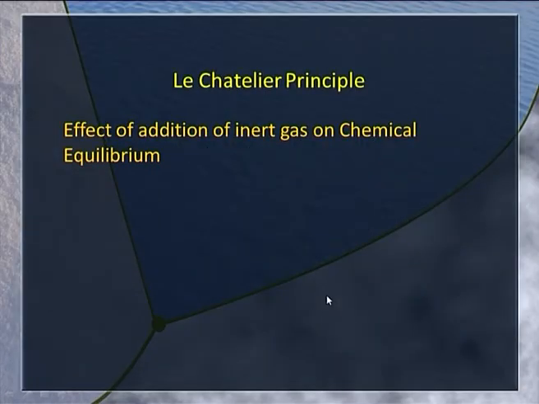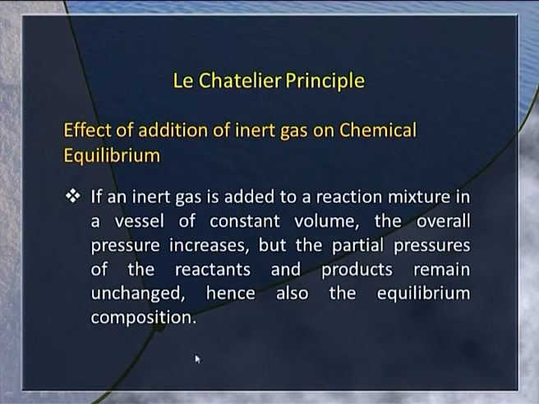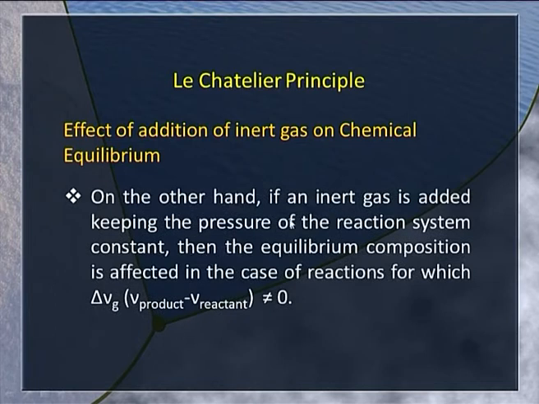If an inert gas is added, it increases the pressure, but the partial pressures of reactant and product both increase by the same amount, and therefore the equilibrium does not show a change. On the other hand, if the inert gas is added keeping the pressure of the reaction system constant, then the equilibrium composition is affected in the case of a reaction for which the volume of the product minus the volume of the reactant is not equal to 0.